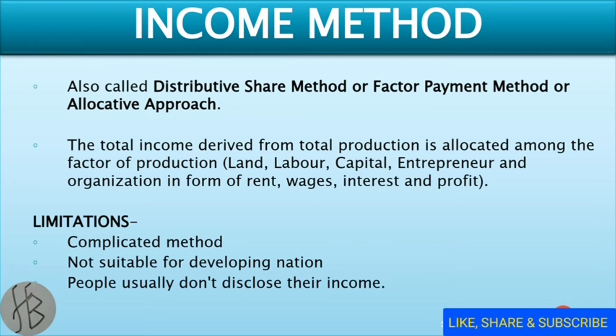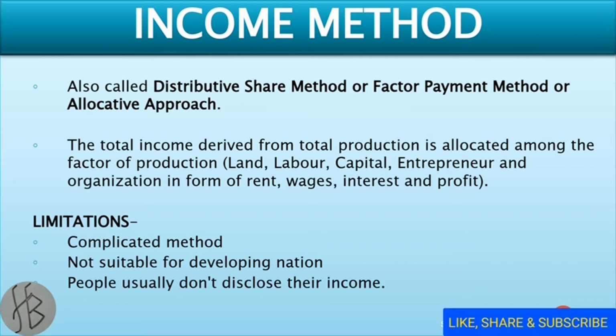The factors of production, land, labor, capital, entrepreneur and organization, produce gross national production, and the value of goods and services is allocated as income to all the factors of production in the form of rent, wages, interest and profit respectively. The income method of calculating gross national production considers GNP as the value of goods and services produced in a country, which is allocated as income to all the factors of production.